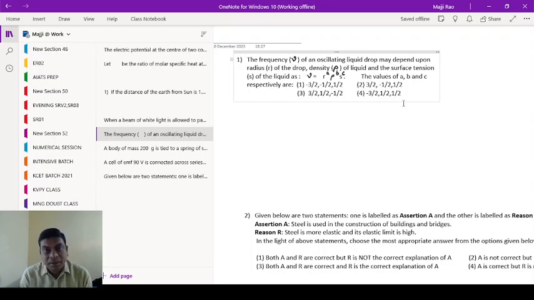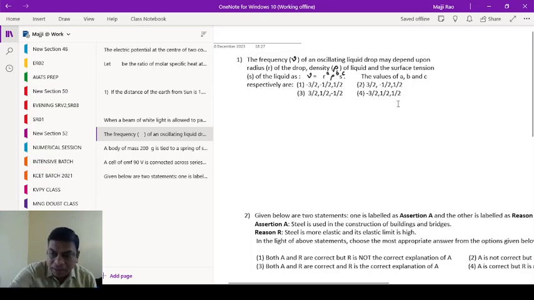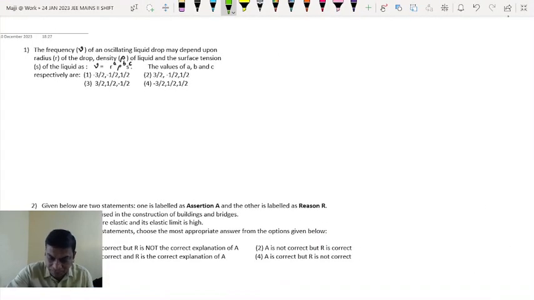Today I have picked a few questions from the second shift, that is the afternoon shift of 24th January 2023 JEE Mains. Okay, so let us start solving. The first question I want to discuss is this.